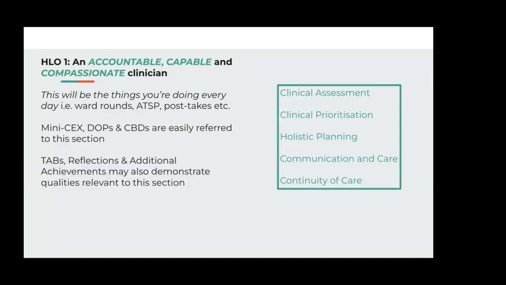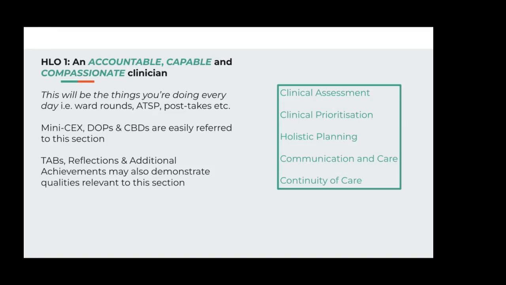Okay, so HLO1 is an accountable, capable, and compassionate clinician. It's then split into clinical assessment, prioritization, holistic planning, communication, and continuity of care. And you can map anything into these, but this is what I'd advise. So SLEs generally fit really well into this group. So mini-CEXs, DOPs, CVDs, you can easily map into HLO1.